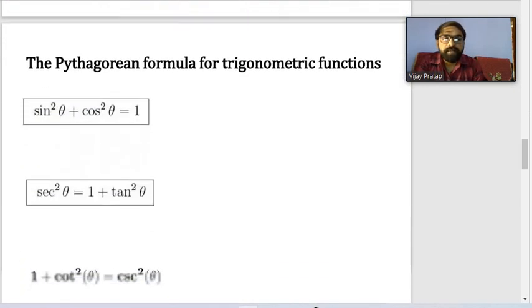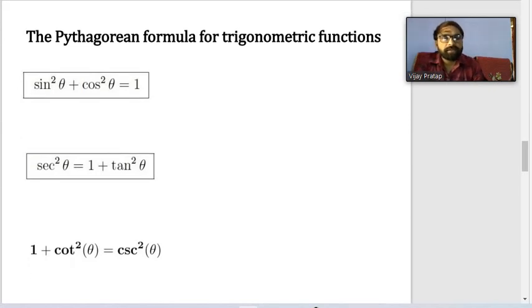Now, there is a Pythagorean formula for trigonometric ratios. In the Pythagorean formula, perpendicular square plus base square equals hypotenuse square. Similarly, here we get sine square theta plus cos square theta equals 1. This is the first trigonometric identity. Then what is an identity? An identity is an equation which is true for all values, meaning those equations which are satisfied by all values of the variable. The variable is theta, so for every value of theta, it holds.